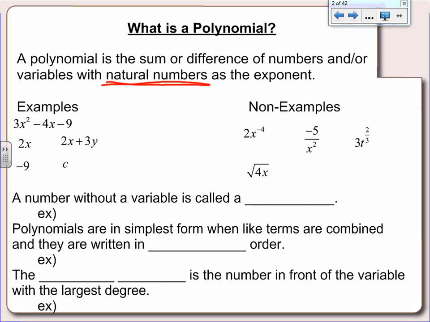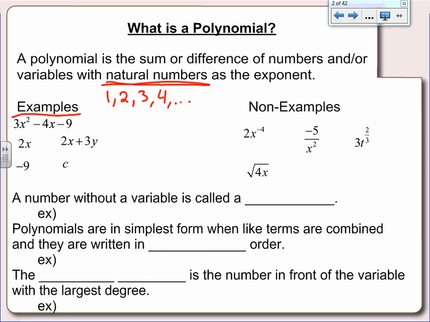So natural numbers only include the numbers 1, 2, 3, 4, and it goes off into infinity. This means no decimals. This means no negatives. This also means no fractions. So, here are some examples of what polynomials are on the left-hand side. All of these are different types of polynomials.